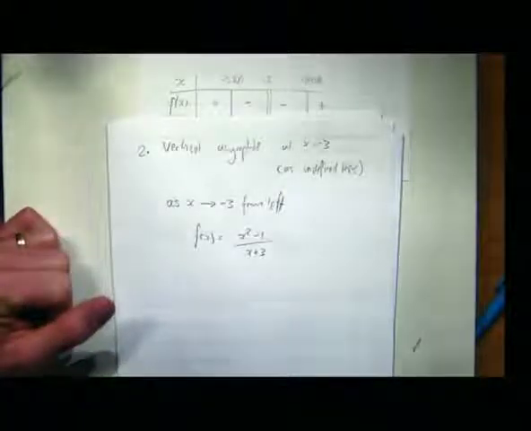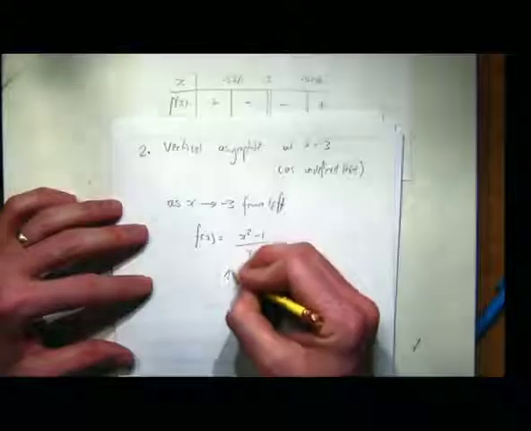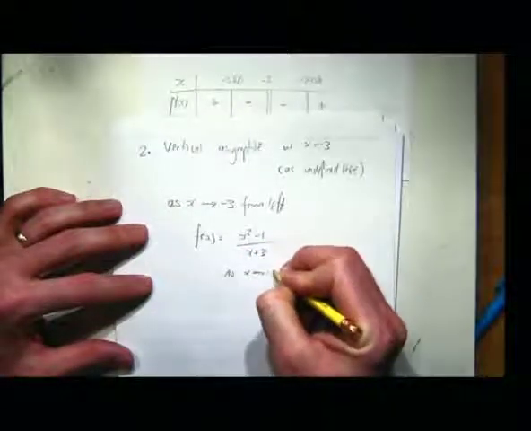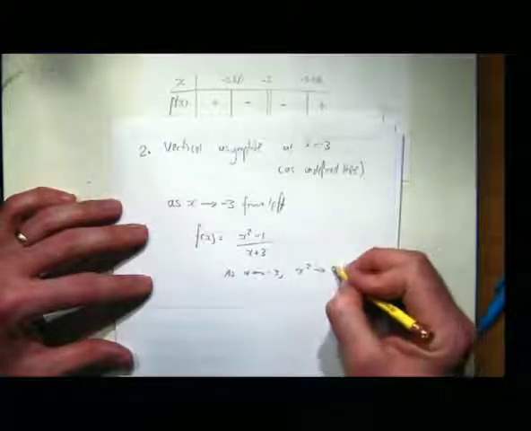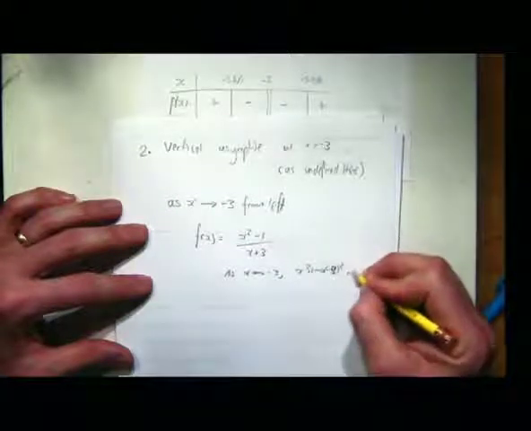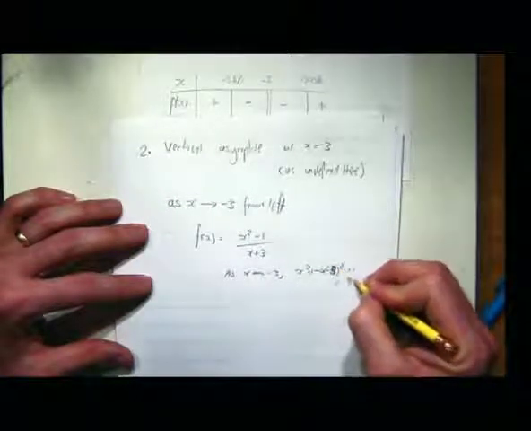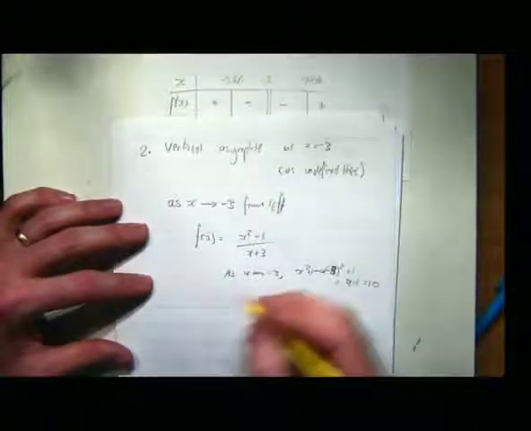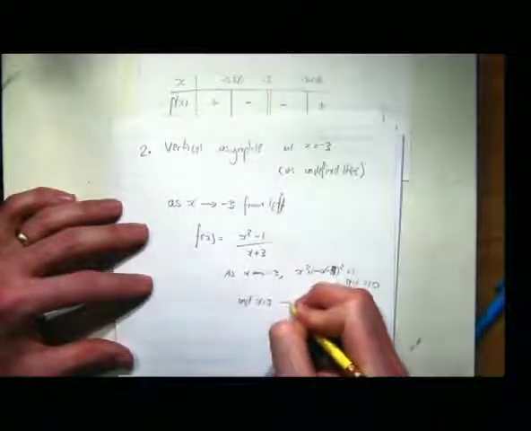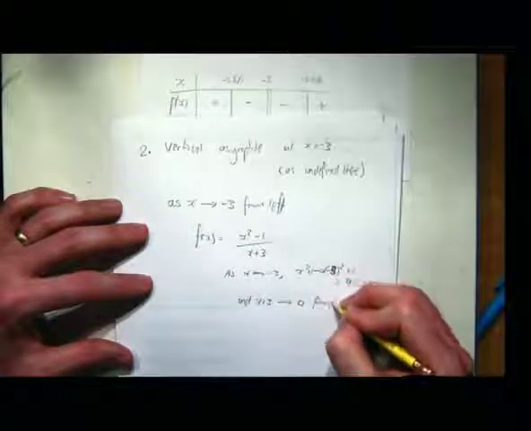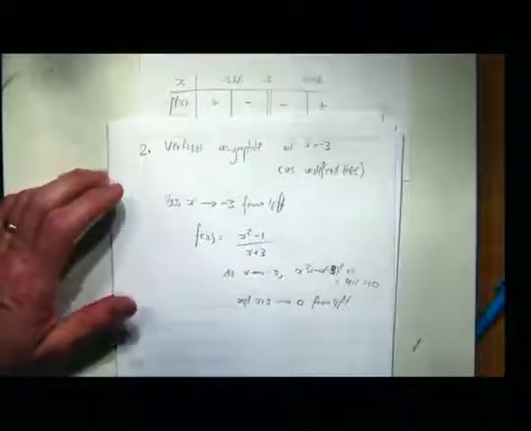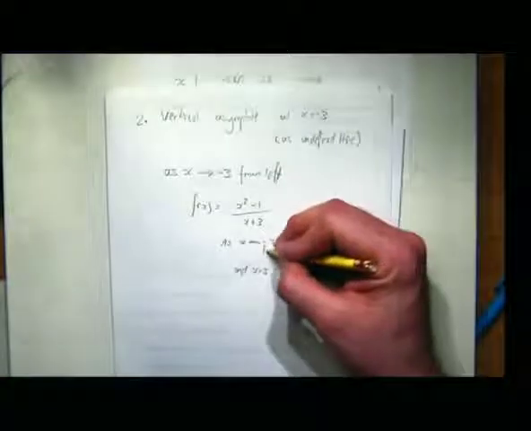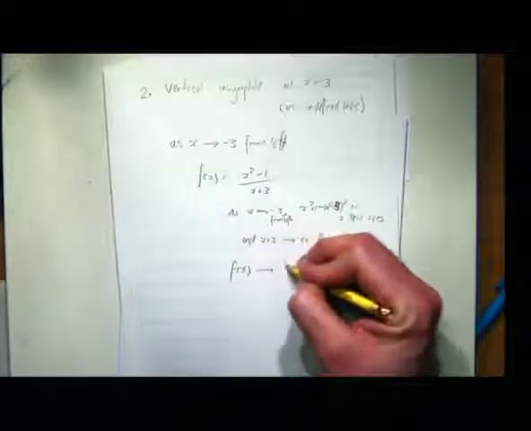Yes, you could do it as a substitution if you like, but I could say as x goes to minus 3, x squared will go to 9, like we'll go to minus 3 squared plus 1, which is 10, and x plus 3 will go to 0 from the left, because x is going to minus 3 from the left. And so we're going to get that f of x is going to go to 10 over 0.